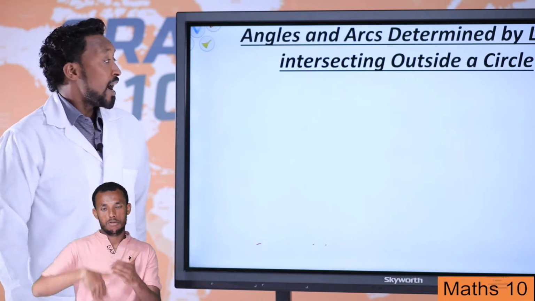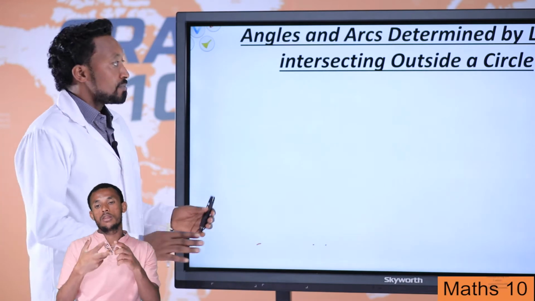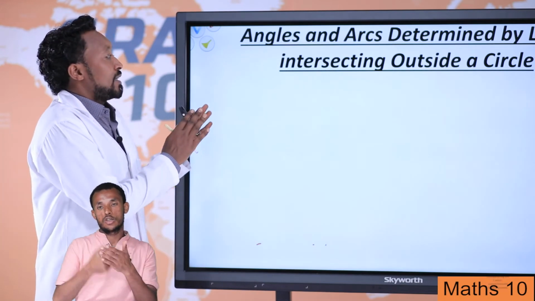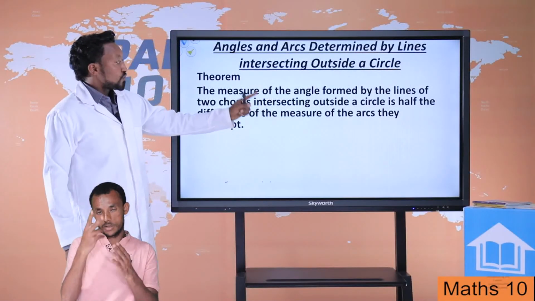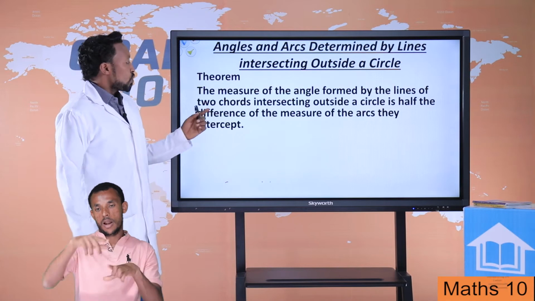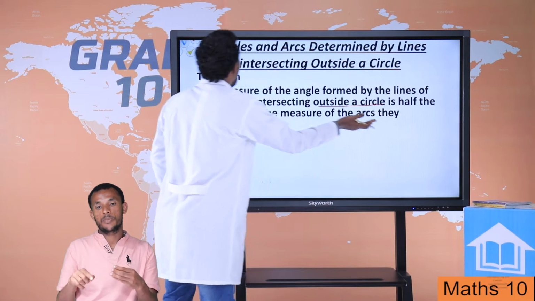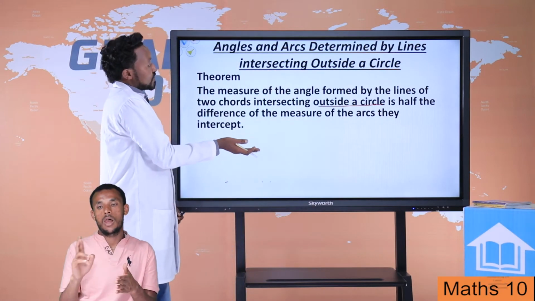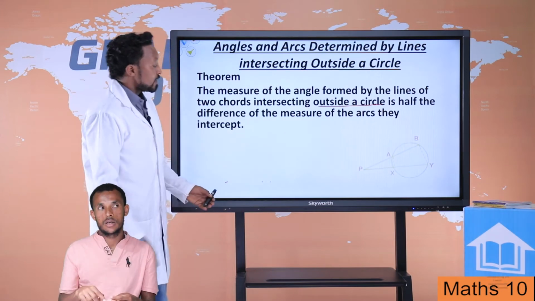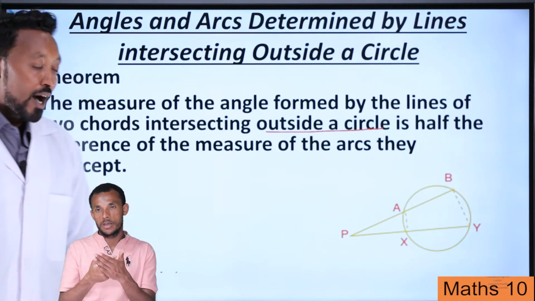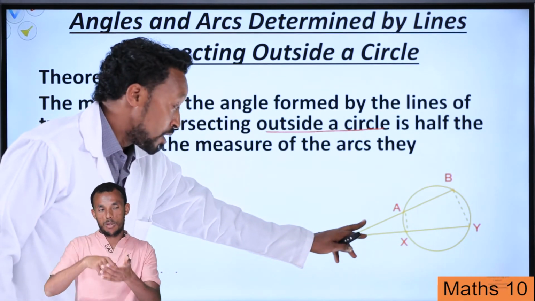The next part: angles and arcs determined by lines intersecting outside a circle. That means these two lines intersect outside a circle. Let me see the first theorem here. The measure of the angle formed by two chords intersecting outside a circle; before, the intersection we saw was inside a circle. Now let me see outside a circle here. These intersecting lines are connected outside the circle at point P.